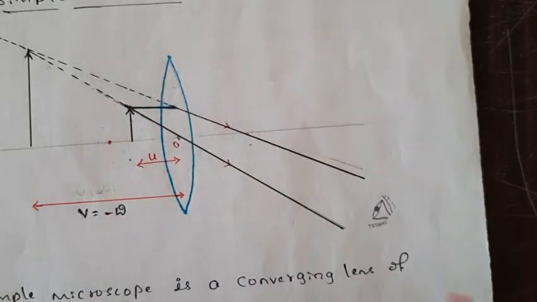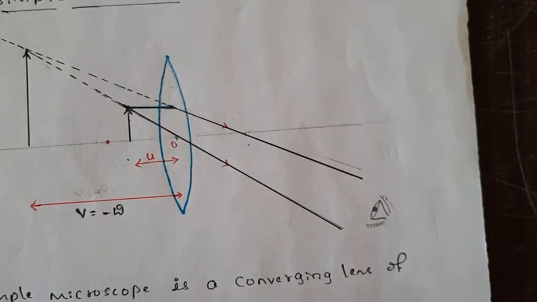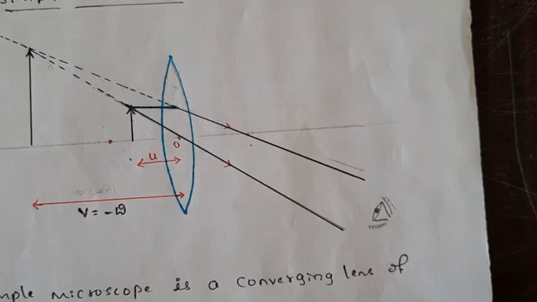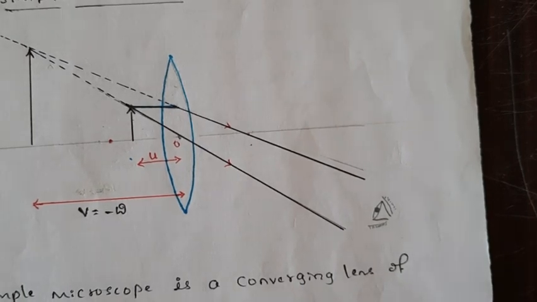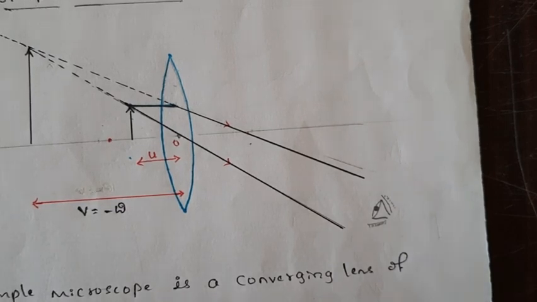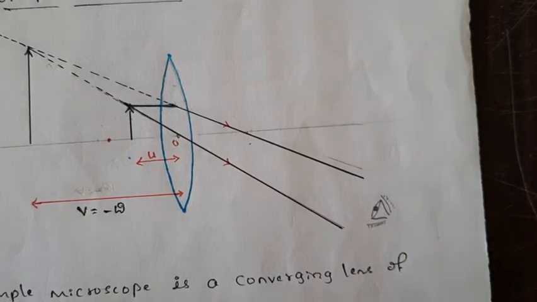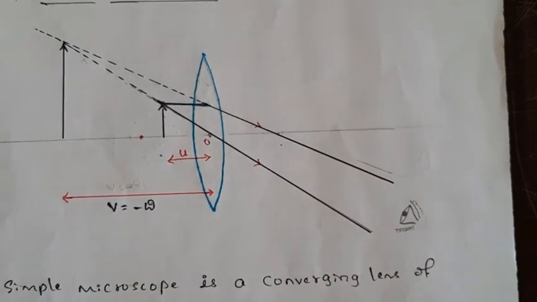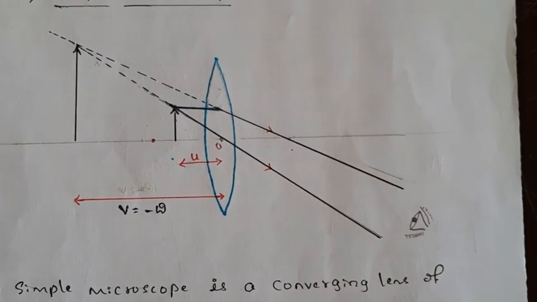So the entire adjustment is just to get the erect magnified image at the near point. I think this is a new word for you, near point. For every eye there will be a near point. Near point is the closest distance of an object at which the object appears clearly.